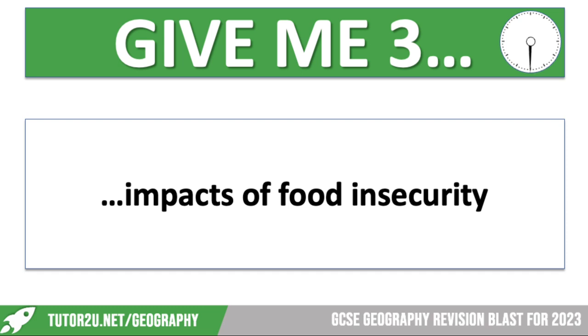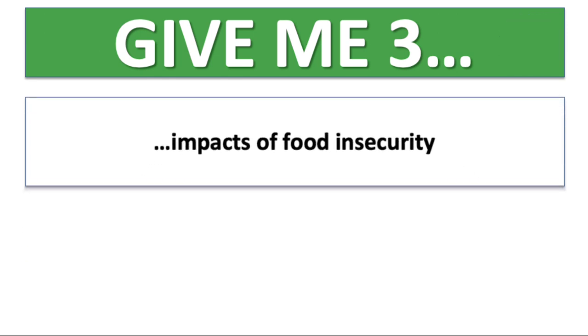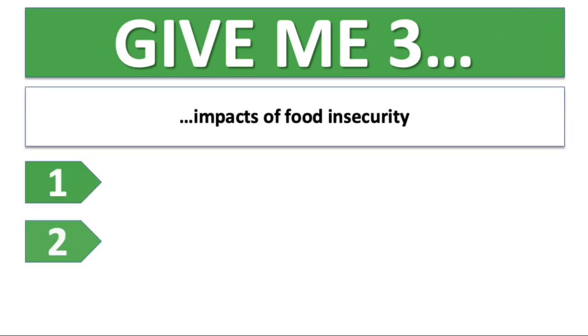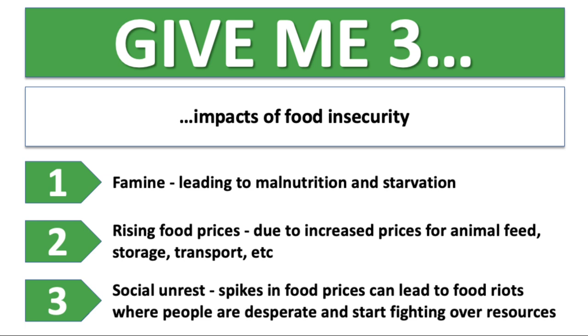Okay, hopefully you've managed to come up with three. Let's have a look. Okay, so we have famine leading to malnutrition and starvation, rising food prices due to increased prices for animal feed, storage and transport, and then that obviously can lead on to social unrest. So those spikes in food prices can lead to food riots where people are desperate and they start fighting over resources. So well done if you got three, and if you got those three, even better.